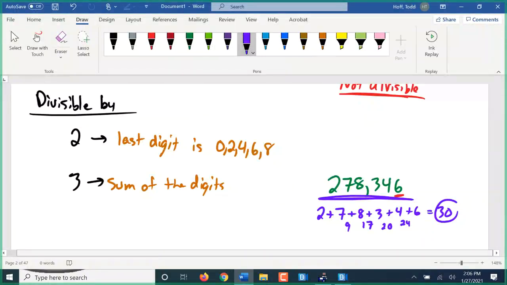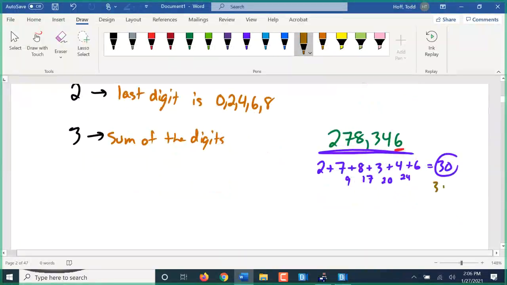Is 30 divisible by 3? Yeah, it is. Now, what if we weren't sure? Well, we could take those digits. What's 3 plus 0? 3, right? That's divisible by 3. So 30 is divisible by 3, so the whole number, 278,346, is divisible by 3.